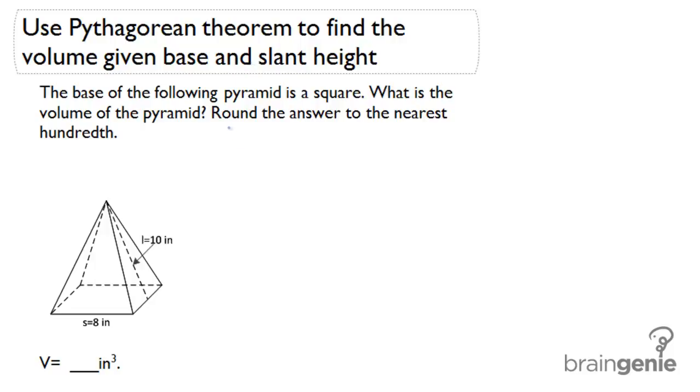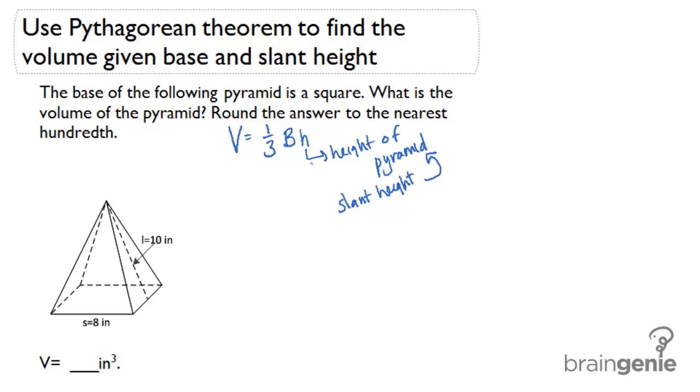If you recall, the volume formula for a pyramid is 1/3 times base area times height. If we think about this, the height is the height of the pyramid, and here, in this picture, we don't have that. We have the slant height. So we need to make sure that we go from slant height to the height of the pyramid first before we plug numbers into our volume formula.